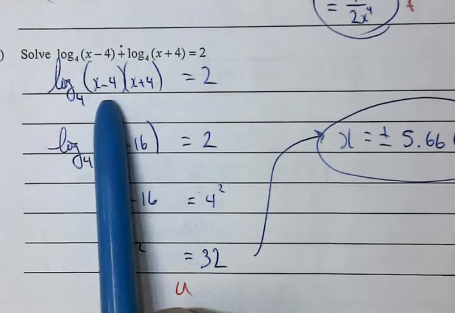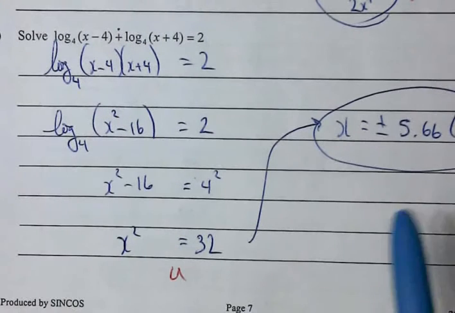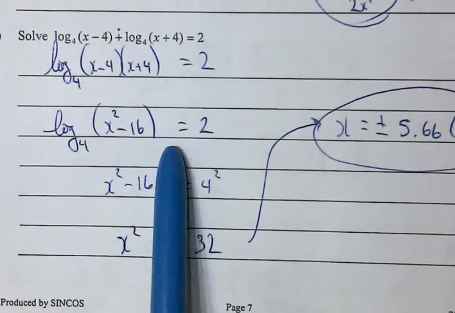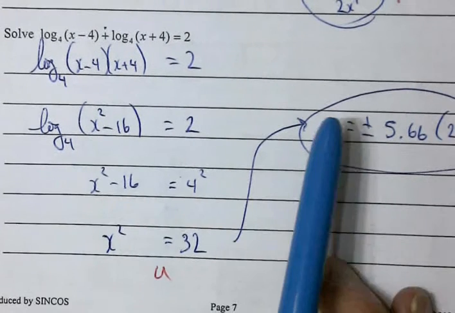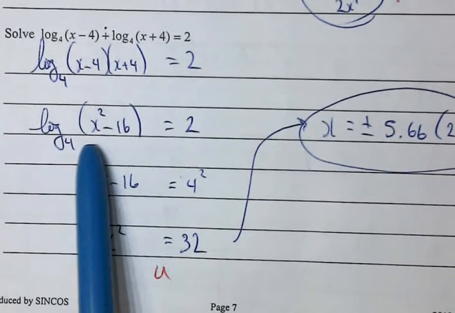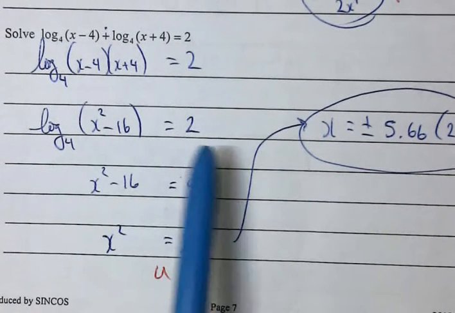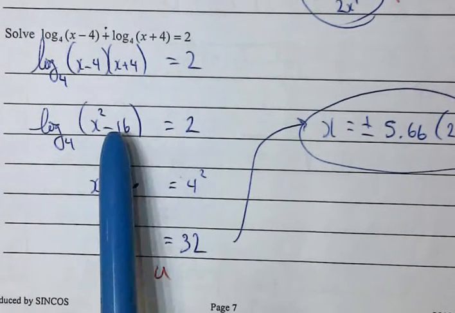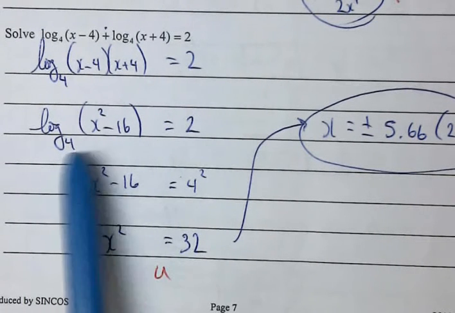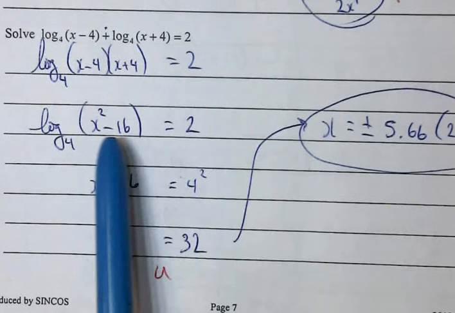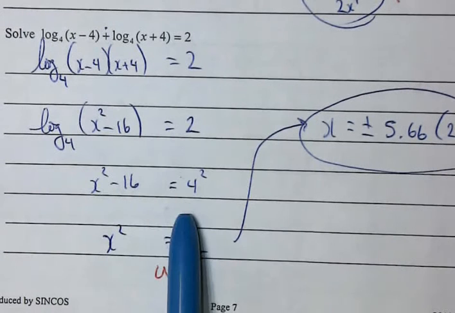By simplifying those. And then we know a logarithm is an exponent. Again, a logarithm is an exponent. So this x squared minus 16 is the number, 4 is the base, 2 is the exponent, so x squared minus 16 equals 4 to the power 2.